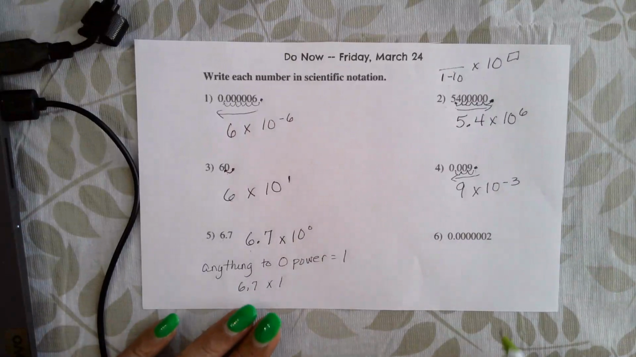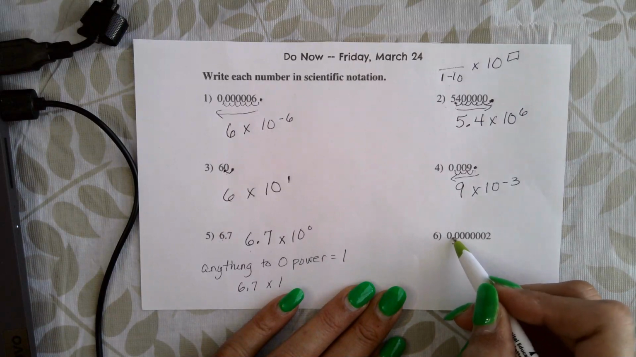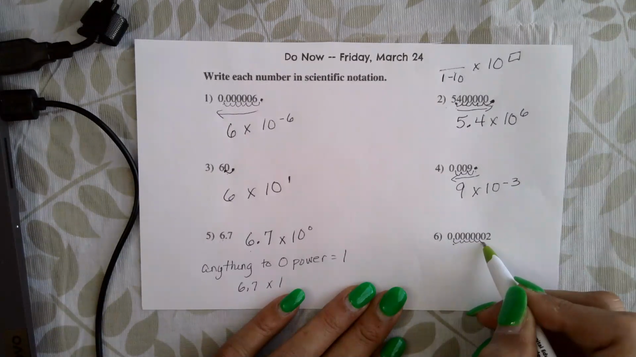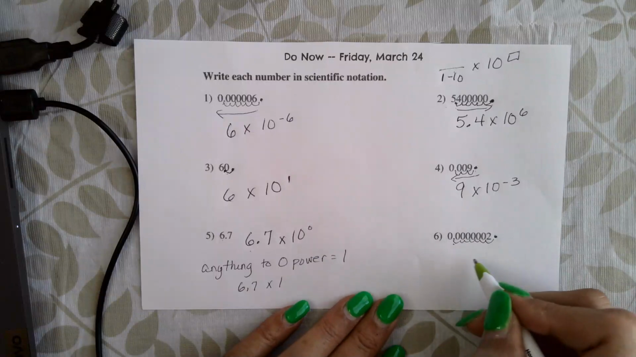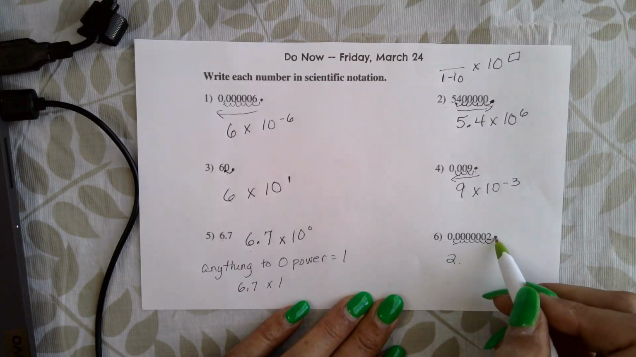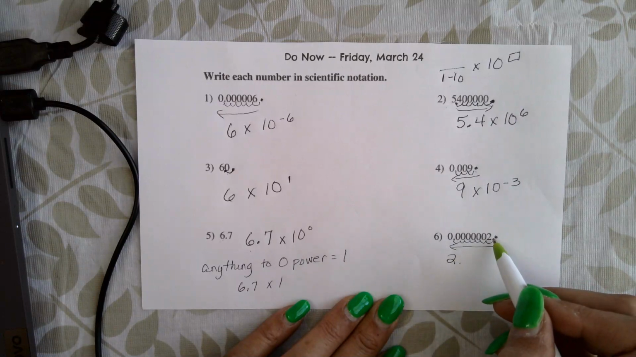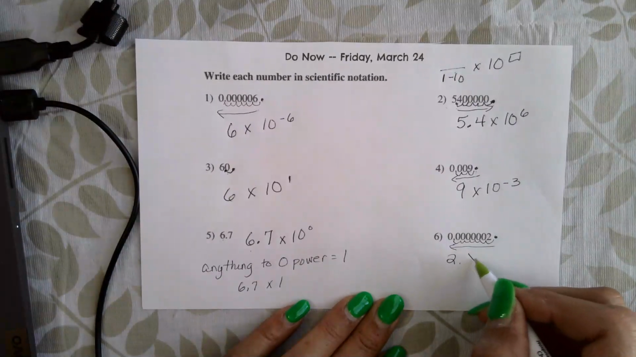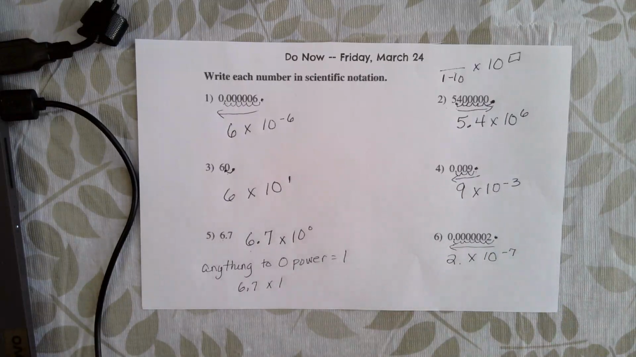All right, number 6. This one already has a decimal point, so I need to keep moving it until I get to a number between 1 and 10. So I didn't get there until here. So now it's going to be 2. Now, which direction did I go to get from this new point to my original point? I have to go back to the left, so it's going to be negative. How many spaces? 1, 2, 3, 4, 5, 6, 7. 2 times 10 to the negative 7 because I had to go to the left.